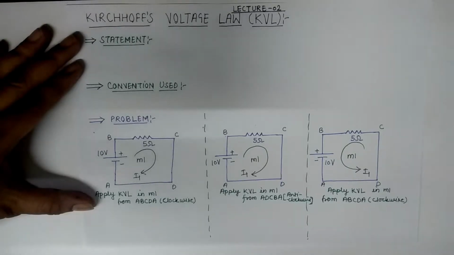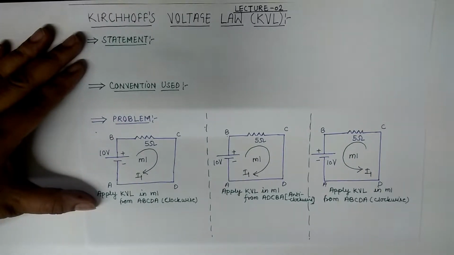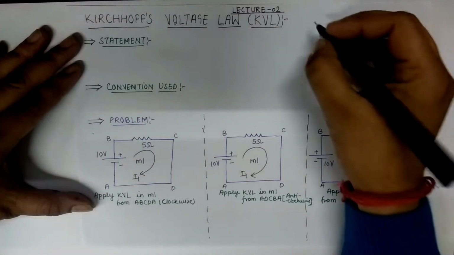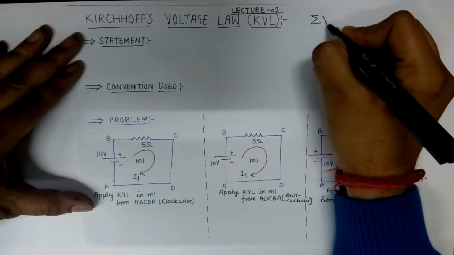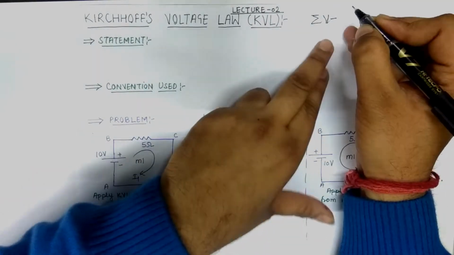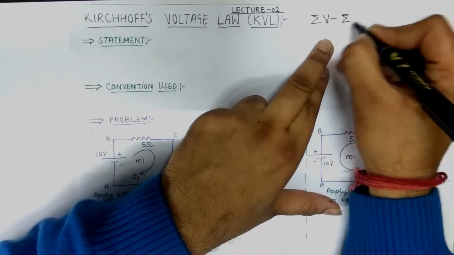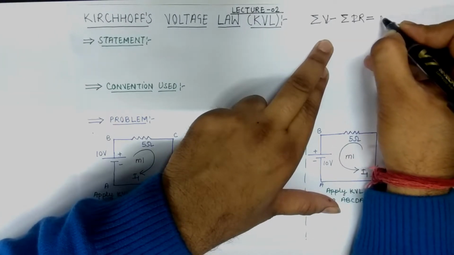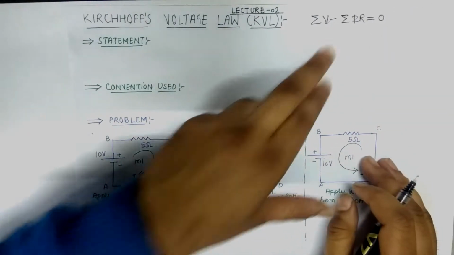Back. Now in lecture number 2 we take some basic problems of KVL. So what is KVL? Summation of all voltage rises and all drops across resistances should be 0, right?